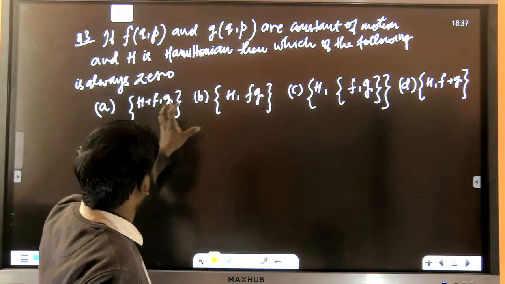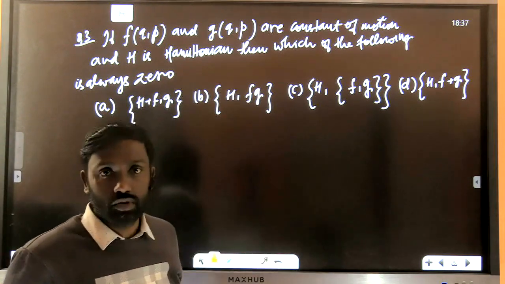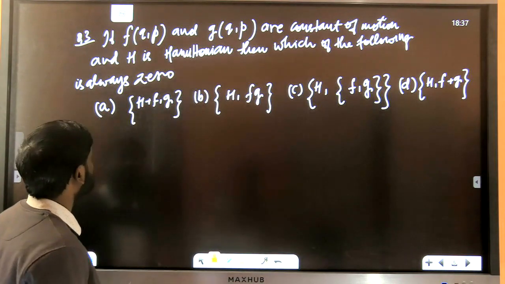इसमें बताना है ये Poisson bracket है, ठीक है? These are all Poisson brackets. So which of these are always zero? That is the question.